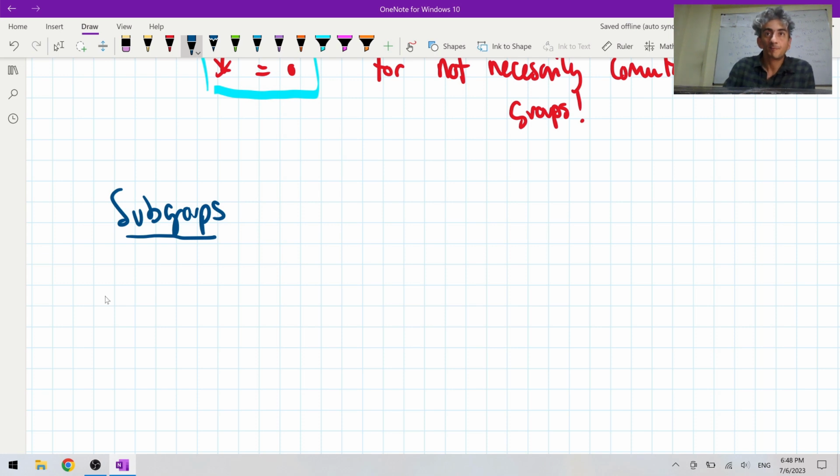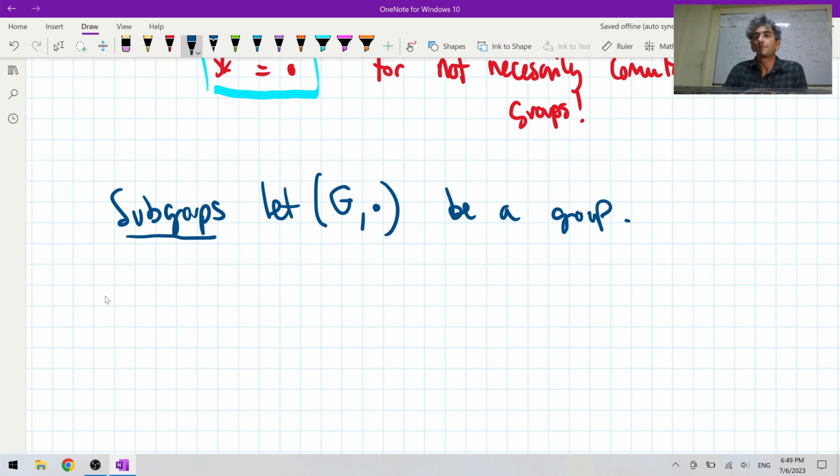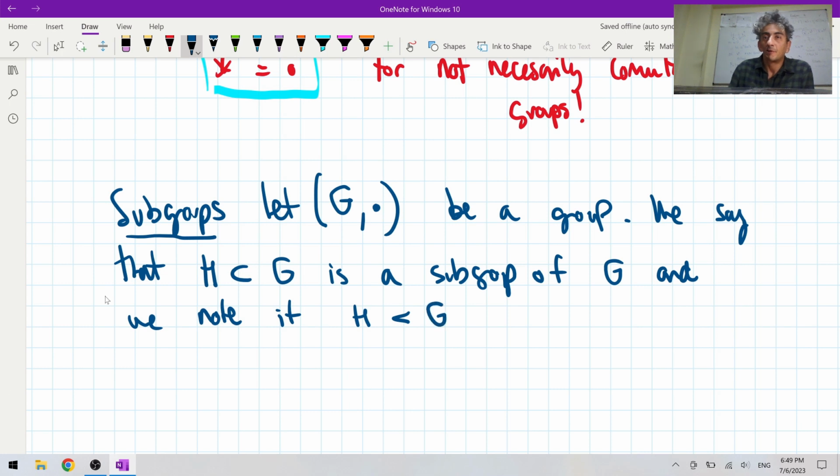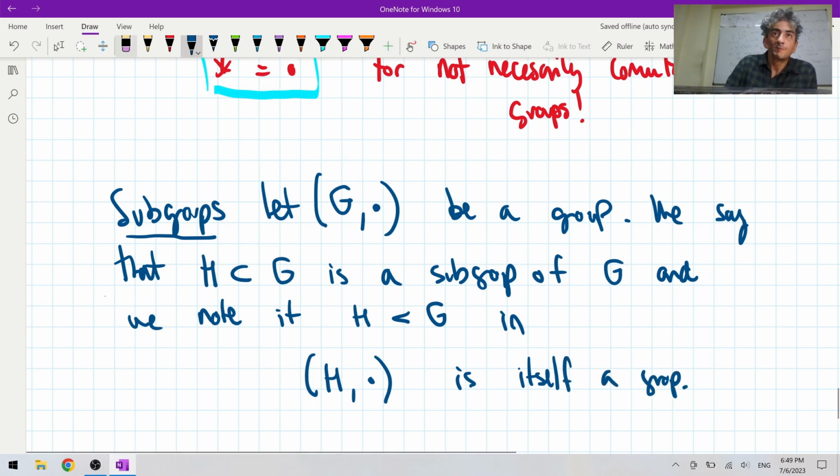Let G be a group. We say that a subset H is a subgroup of G, and we note it H less than G, if H with the dot is itself a group. This is a non-trivial observation.